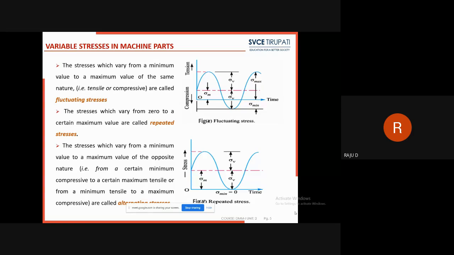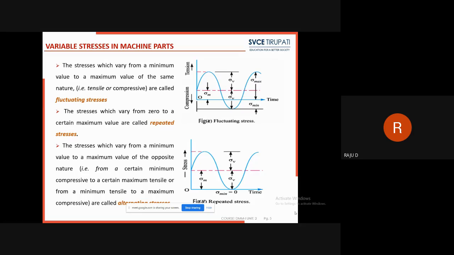Like that only, when you apply a small load, there is small elongation. If you keep on increasing the load, what happened? The specimen will continuously expand. Those stresses are called fluctuating stresses. Here the stress value varies from the minimum value to the maximum value. That's clear. So next, the third one is repeated stresses.